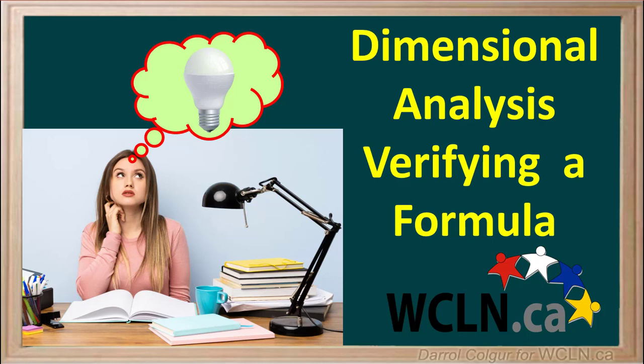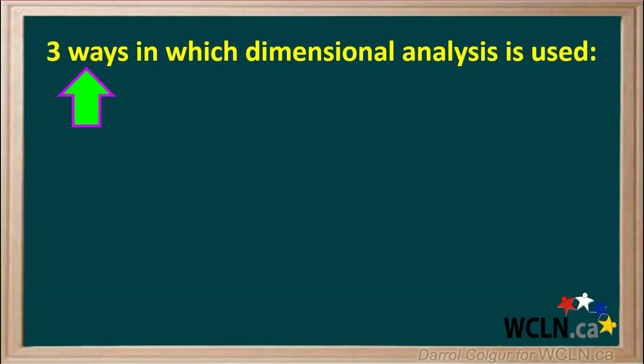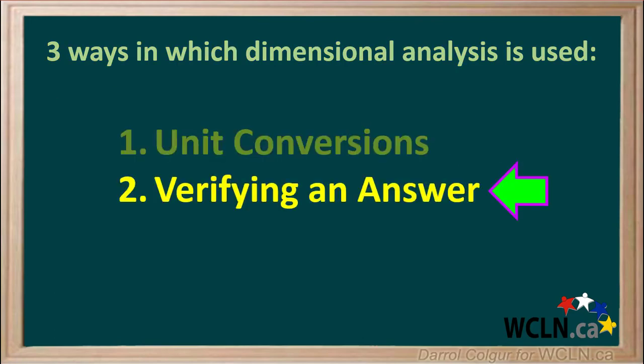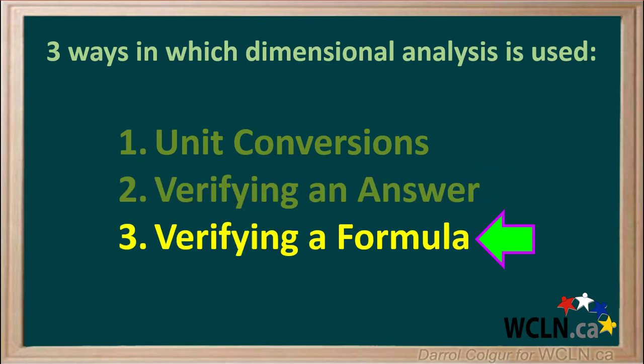How do we know if we're using the correct formula for a question? Well, we can use dimensional analysis. There are three main things we can use dimensional analysis for. One is doing unit conversions, another is verifying an answer in a calculation, and a third use is verifying a formula to make sure it's correct. Here we'll look at using dimensional analysis to verify a formula.